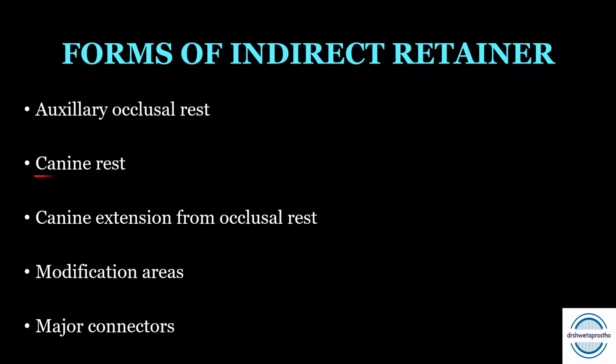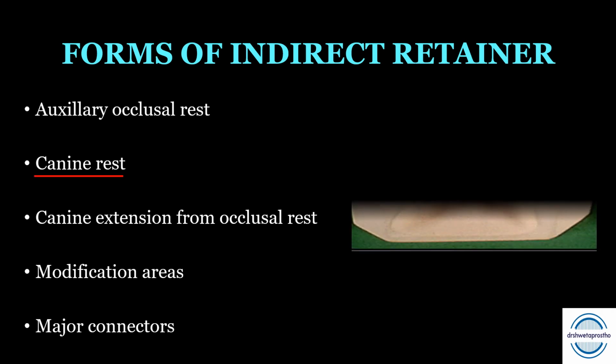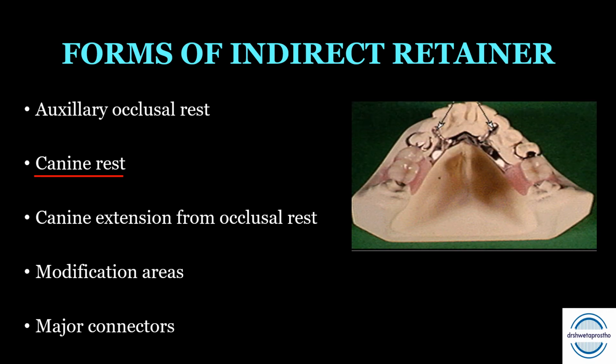Second are the canine rests. When the first premolars are very near to the fulcrum line and they are not available for the indirect retention, we prepare the lingual rest seat on the canine. Thus, the canine rests act as the indirect retainers. We give bilateral canine rests for more effective indirect retention.